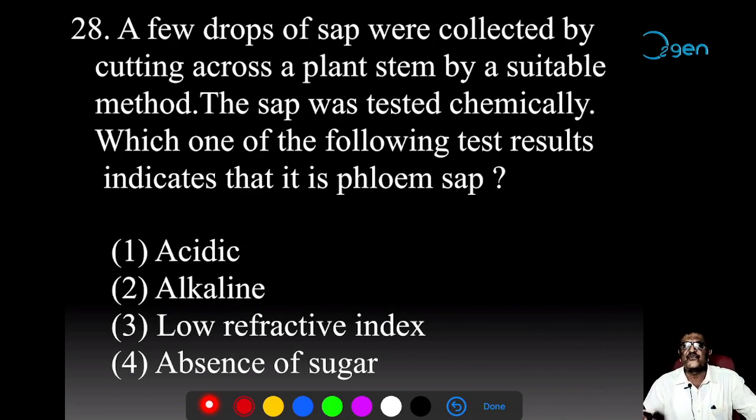28th, a few drops of the sap were collected by cutting across the plant stem. By a suitable method, the sap was tested chemically. Which one of the following test results indicates that it is phloem sap?